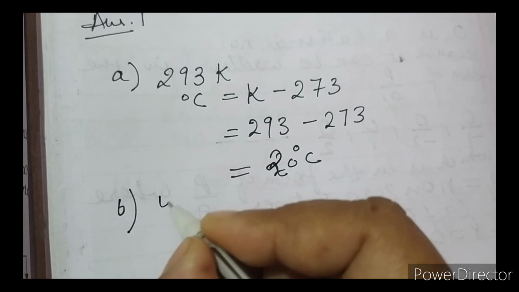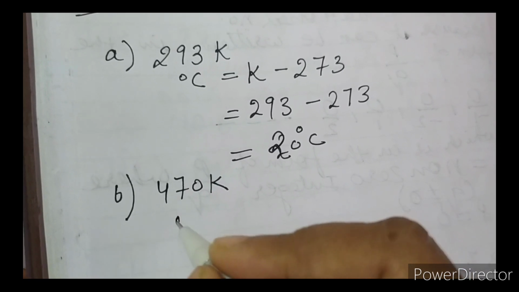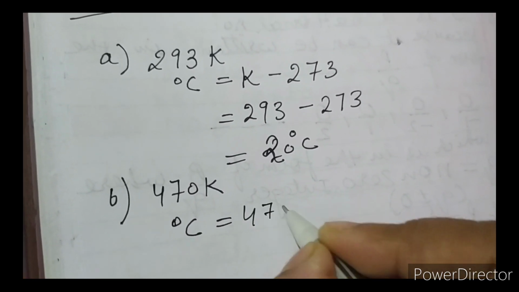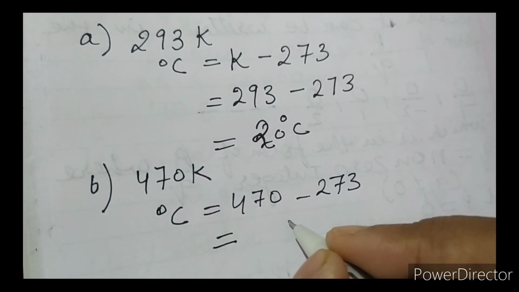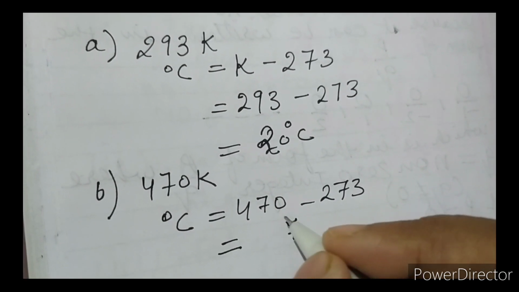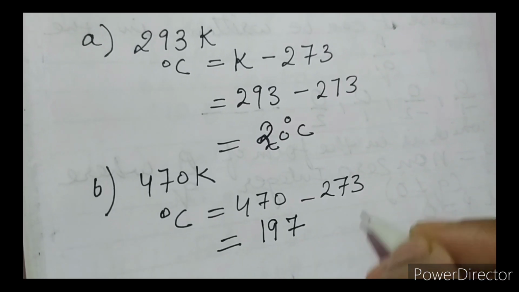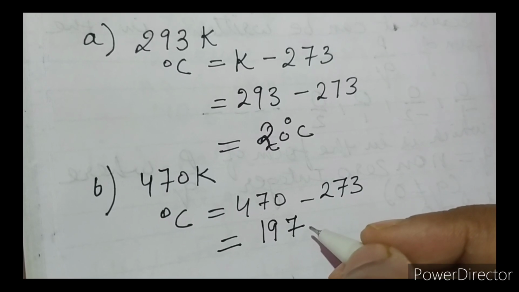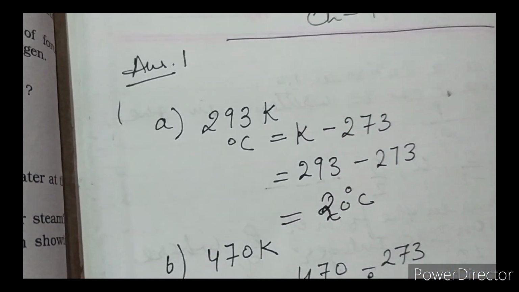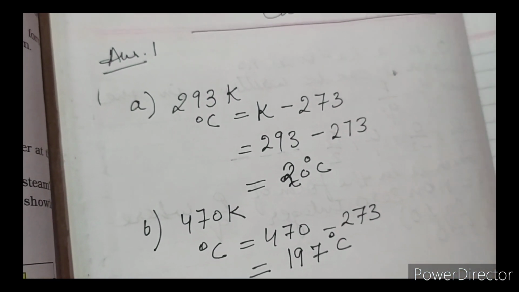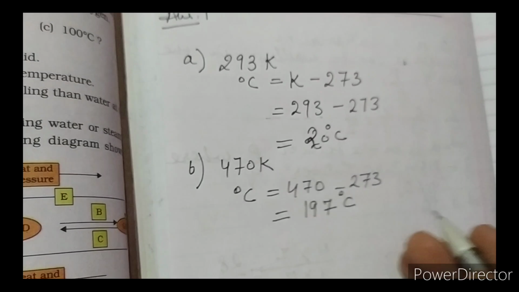B part is 470 Kelvin. Again, we'll minus it by 273 and we will get the temperature in degree Celsius. Degree Celsius temperature will be equal to 470 minus 273. That will be equal to 197. Okay, so 197 degree Celsius is the temperature in degree Celsius for this question.